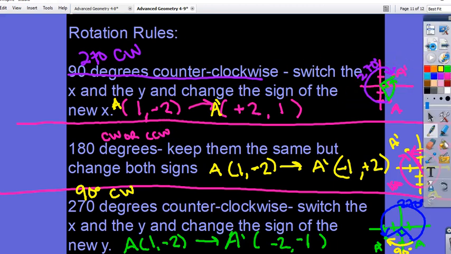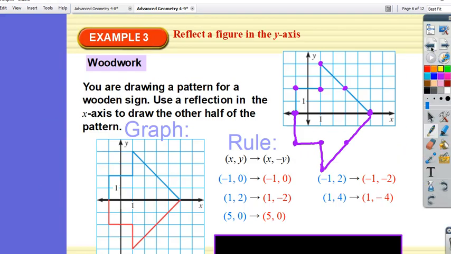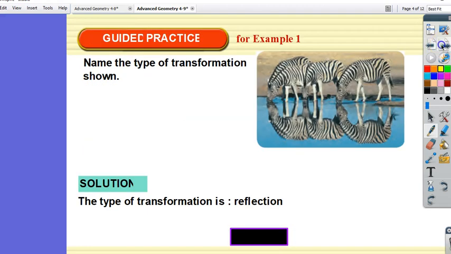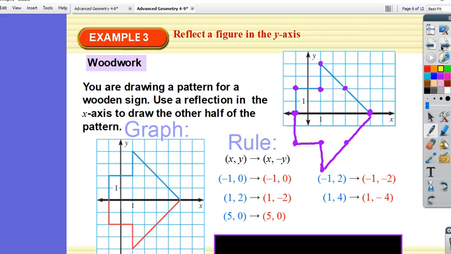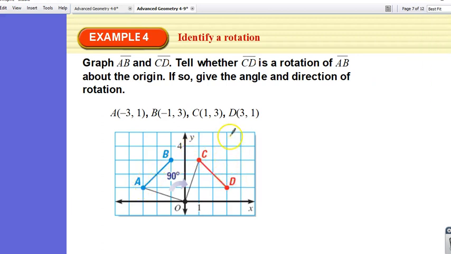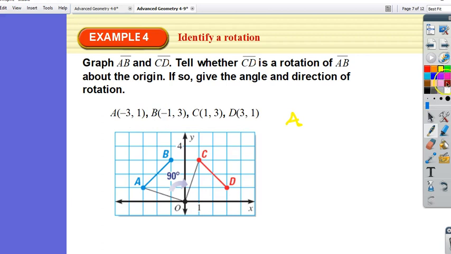So going back to page 3. I think it was page 3. No, we were further than that. We were on this one. All right, so first, we plotted the points, right? Let's see what rule this would be. So (-3, 1) is becoming (1, 3), right? A is becoming C.